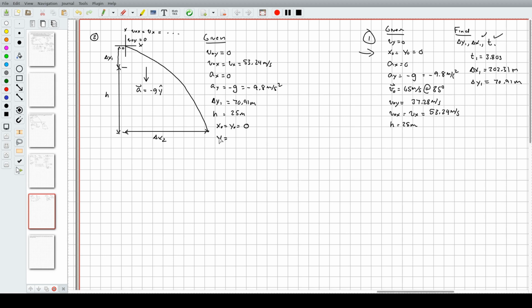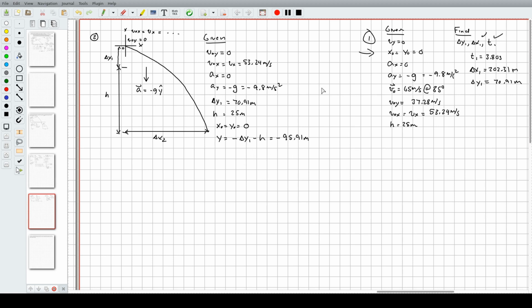Here, the final position for y is going to be this far down to the face of the cliff, or the face of the hill, if you will, and then we need to go down further to the bottom. So if you add those things together, you have 70.91 plus 25. So what's that, 95.91? This many meters below the cliff, right?